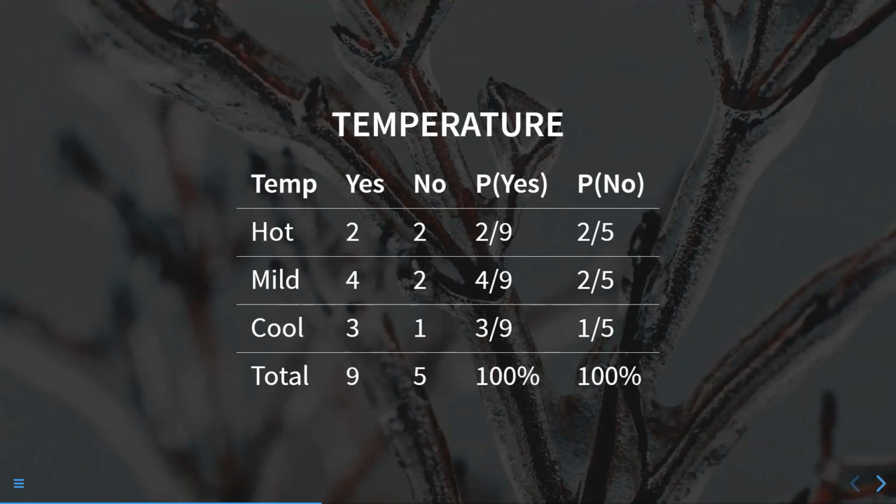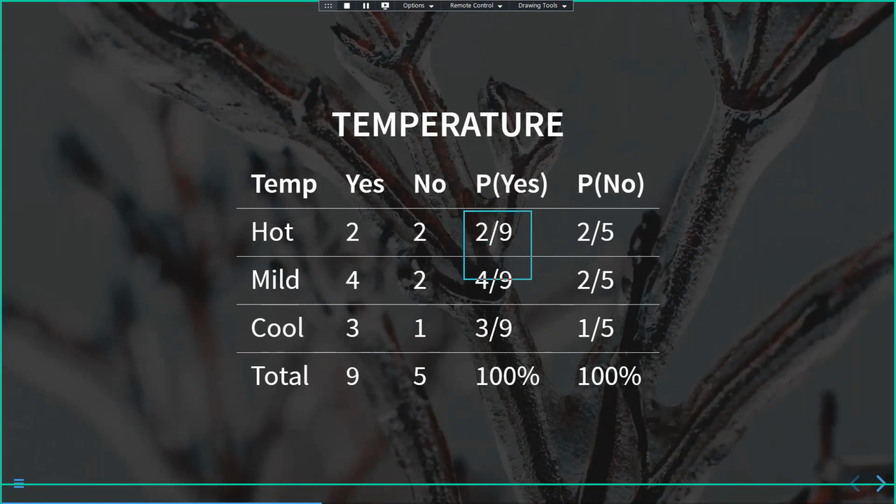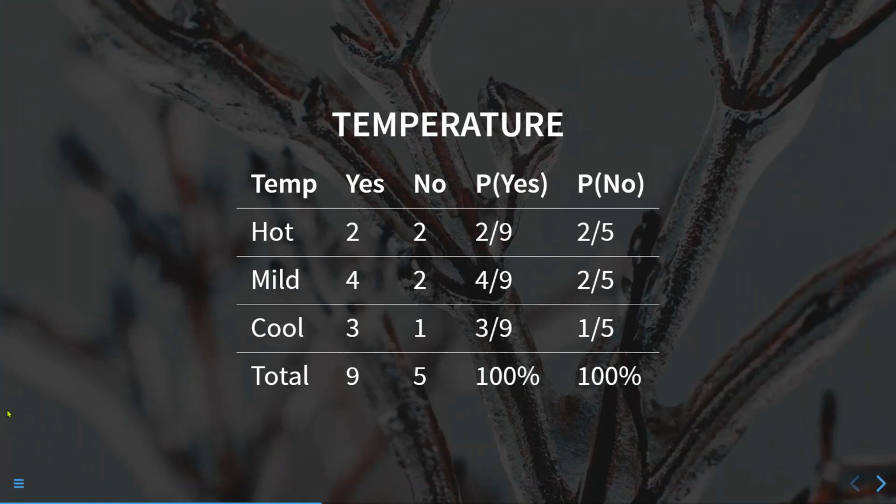So we have the probability that yes, we're going to go golfing. So P of yes is kind of interesting here because you can see 2 out of 9, 4 out of 9, 3 out of 9. So these things have to add up to 9. These things add up to 5 because we went golfing 9 times. We did not go golfing 5 times. And in the cases where we went golfing, it was a hot day 2 out of 9 times. So the probability given that we go golfing that the weather is hot is 2 out of 9. That's P of A given B.